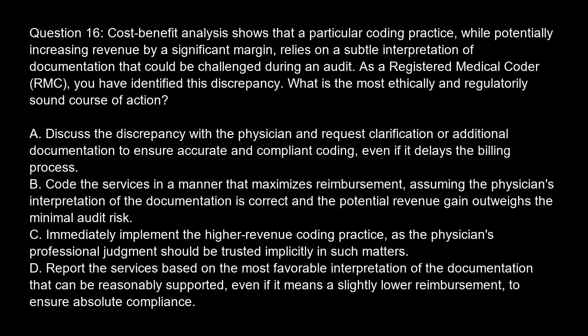Option A. Discuss the discrepancy with the physician and request clarification or additional documentation to ensure accurate and compliant coding, even if it delays the billing process. Option B. Code the services in a manner that maximizes reimbursement, assuming the physician's interpretation of the documentation is correct and the potential revenue gain outweighs the minimal audit risk. Option C. Immediately implement the higher revenue coding practice, as the physician's professional judgment should be trusted implicitly in such matters. Option D. Report the services based on the most favorable interpretation of the documentation that can be reasonably supported, even if it means a slightly lower reimbursement, to ensure absolute compliance.